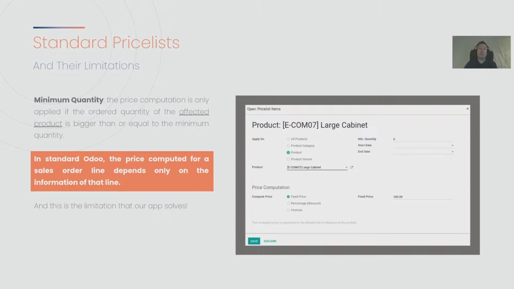Okay, with regard to the minimum quantity, the price computation is only applied if the ordered quantity of the affected product is bigger than or equal to the minimum quantity. What does this mean? It means that the price computed for a sales order line depends only on the information of that line. And that is precisely the limitation that our app solves.